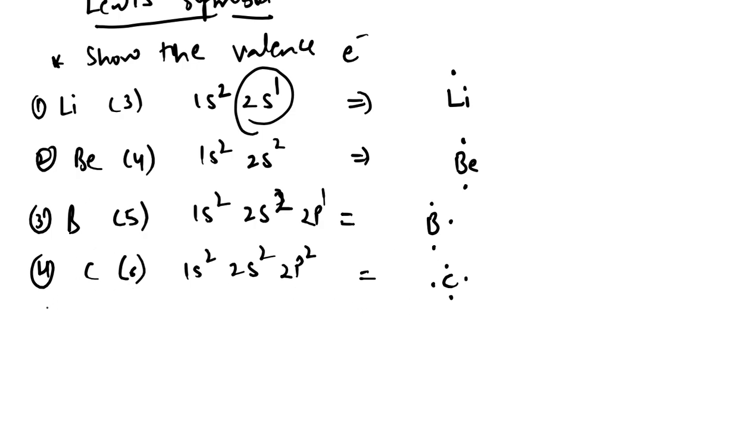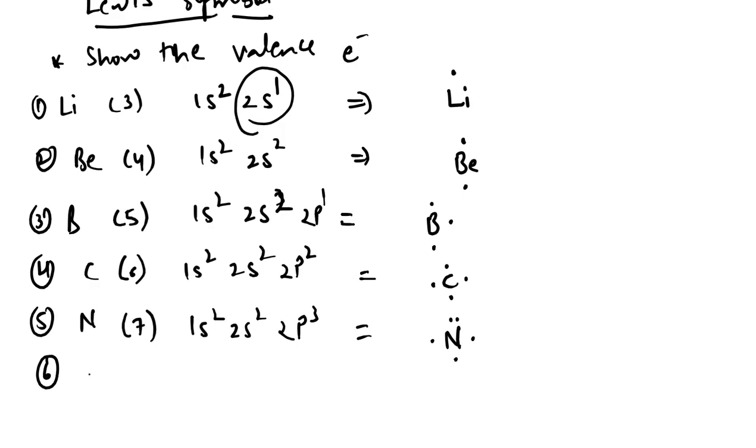Then after carbon we have nitrogen, that is 7 electrons, 1s2 2s2 and 2p3. So it has 5 electrons in the valence shell, right? That is why we need to show 5 electrons. So how are we going to show that? 1, 2, 3, 4, right? And then we will start the pairing.